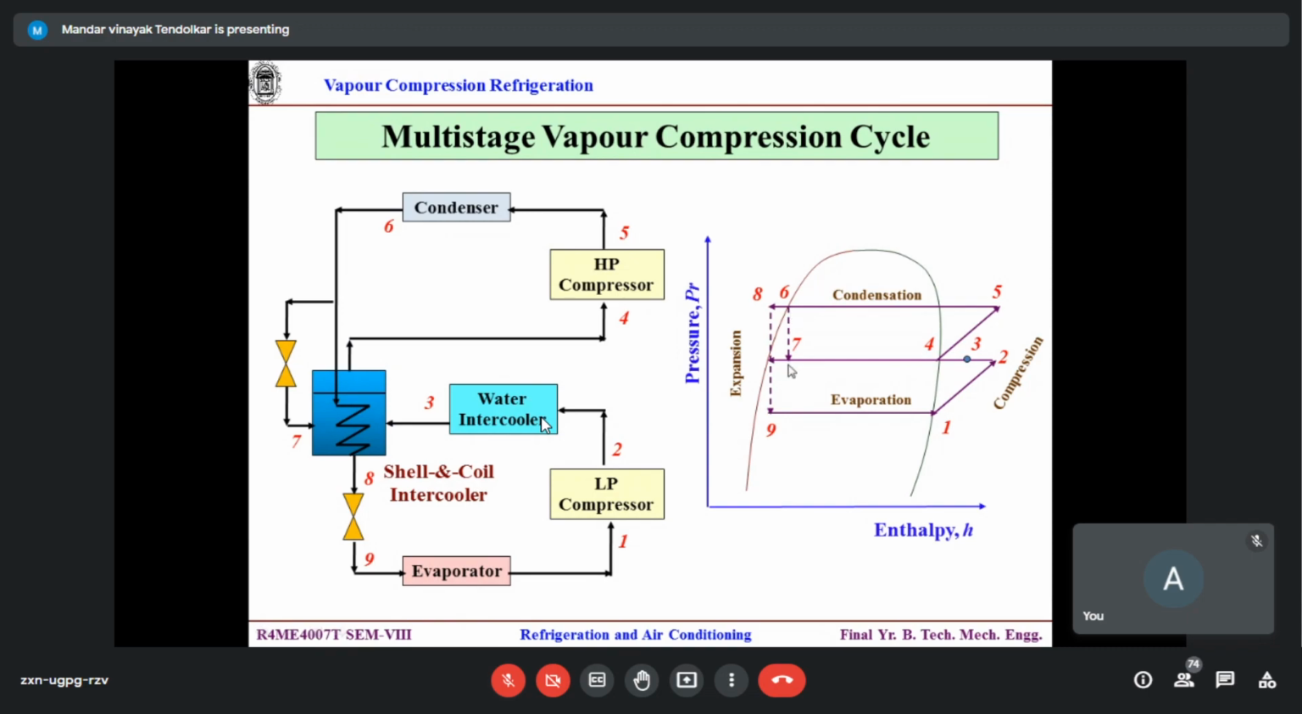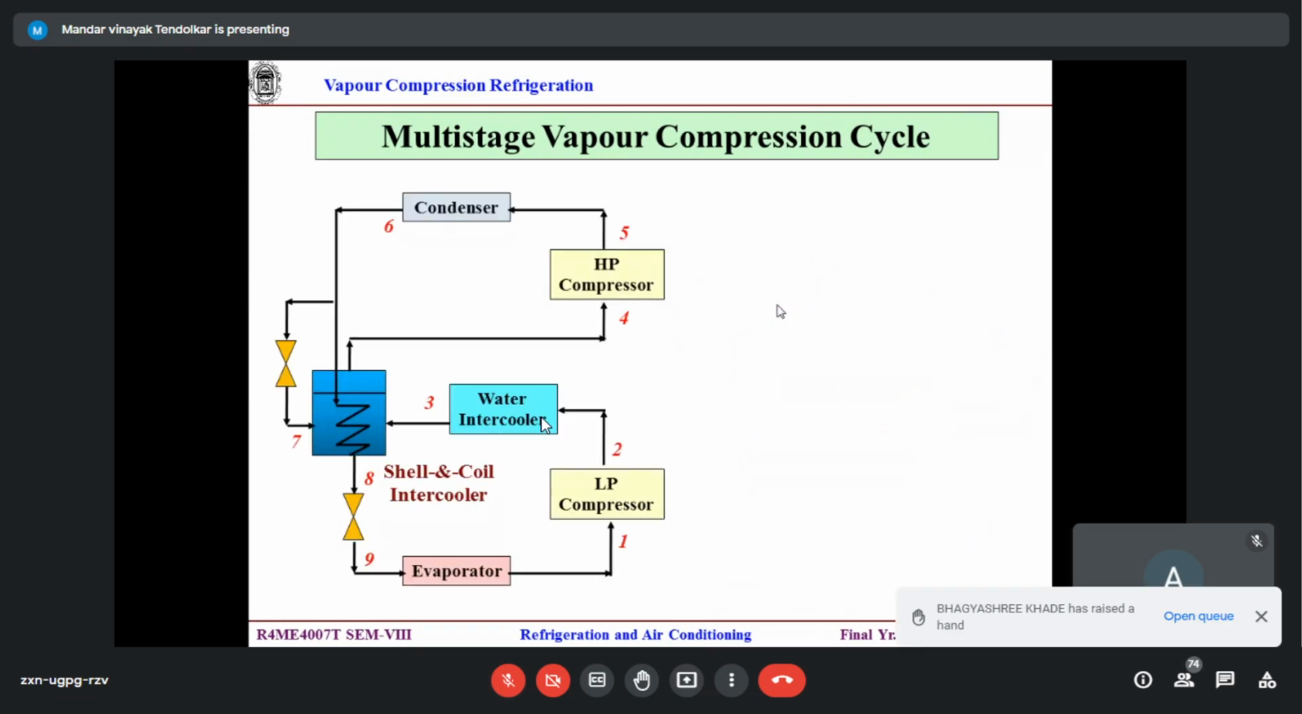This is high pressure liquid, 7 is intermediate pressure liquid. Naturally temperatures are different. And that serves as the pre-cooling. Any doubt? No, sir. Okay. This is generally employed for ammonia.